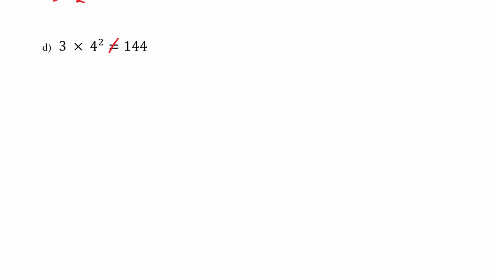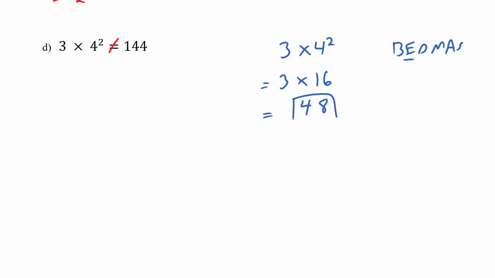One more question. Oh, this one's a bit different. This one we have exponents now. We have to do exponents first. There's no brackets. We can skip over that. 4 squared is 16. And then 16 times 3, what do we have there now? 3 times 6 is 18. Carry the 1. 3 times 1 is 3 plus 1 is 4. So 48 is the answer.